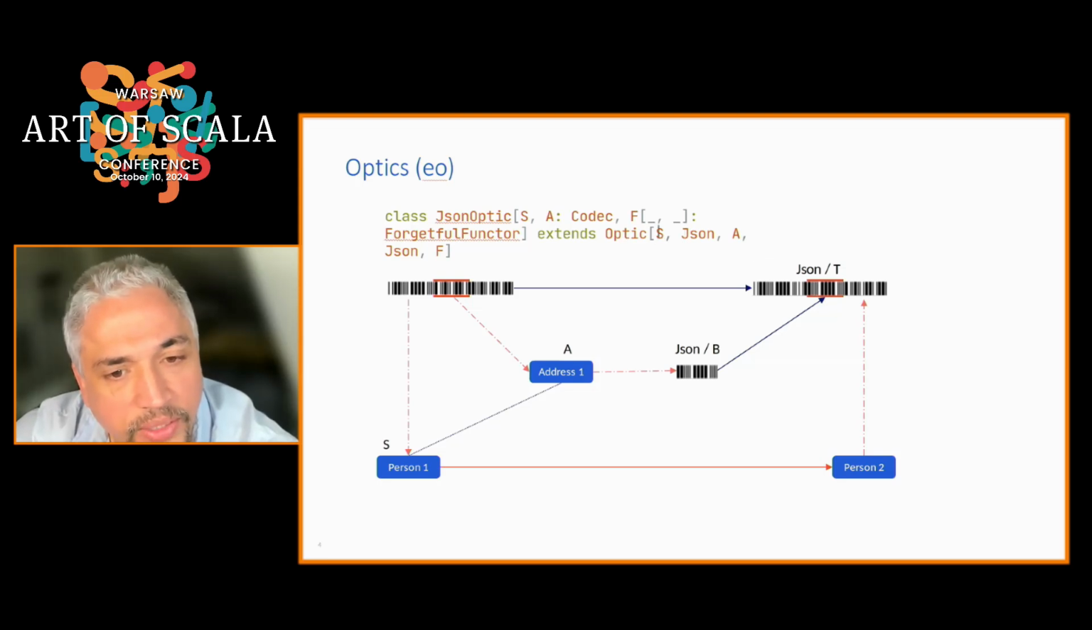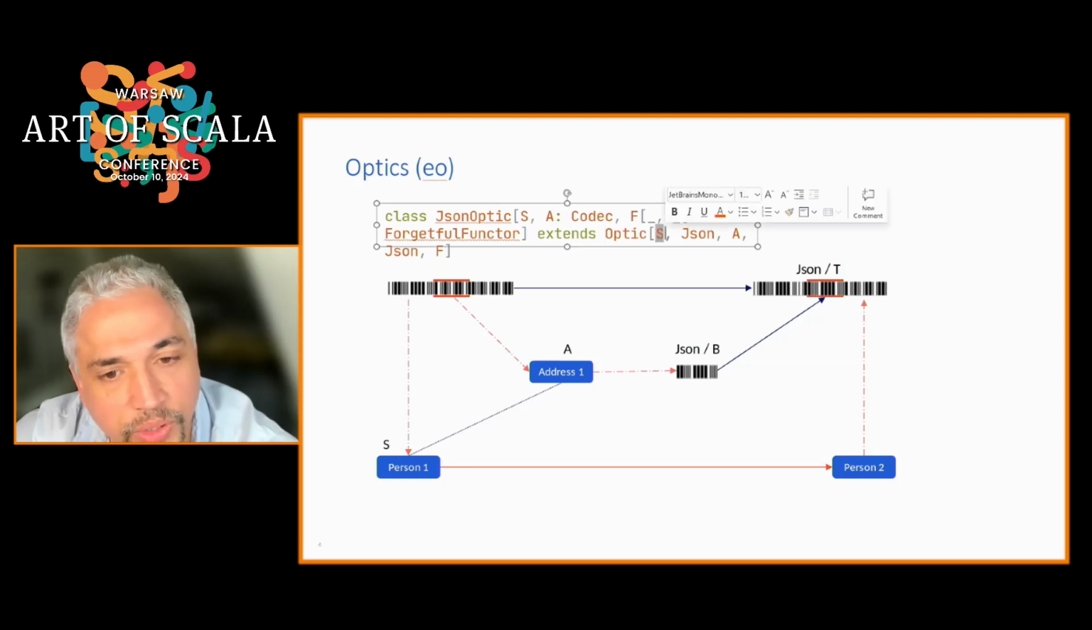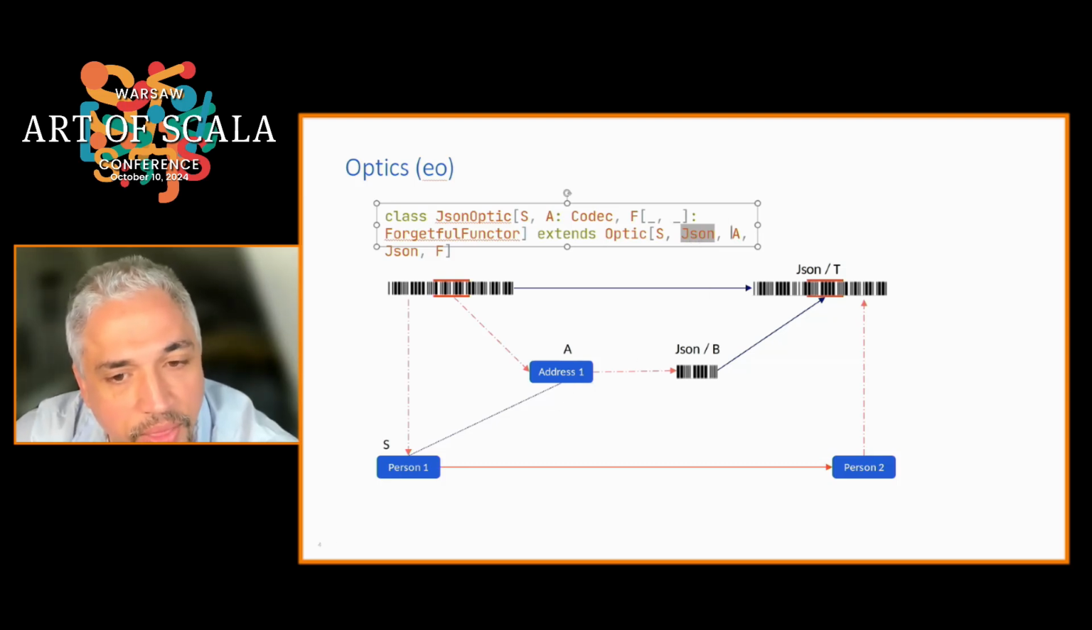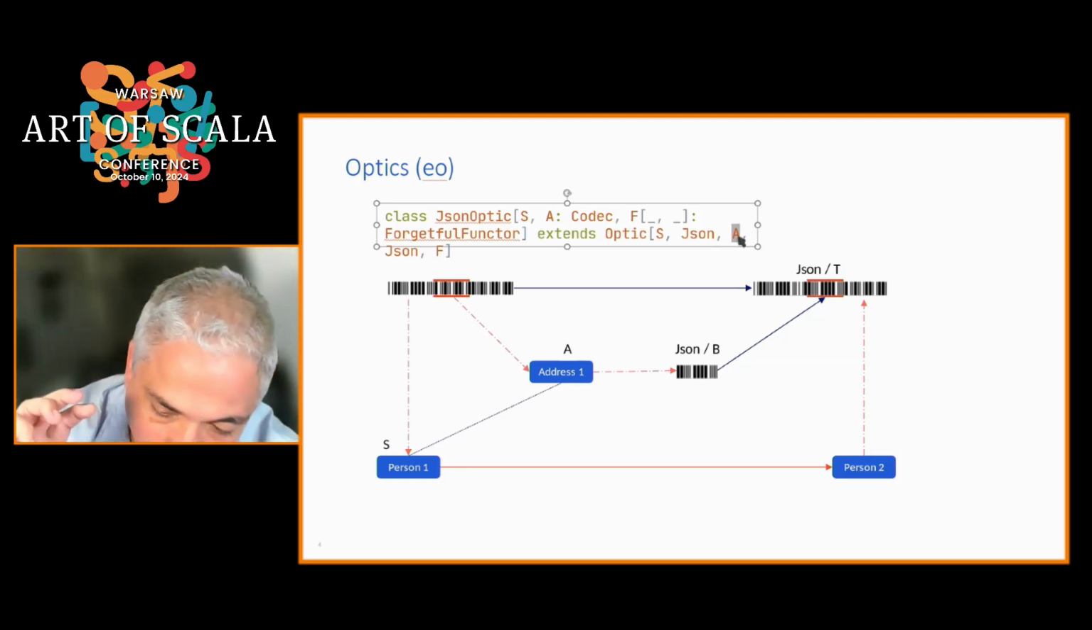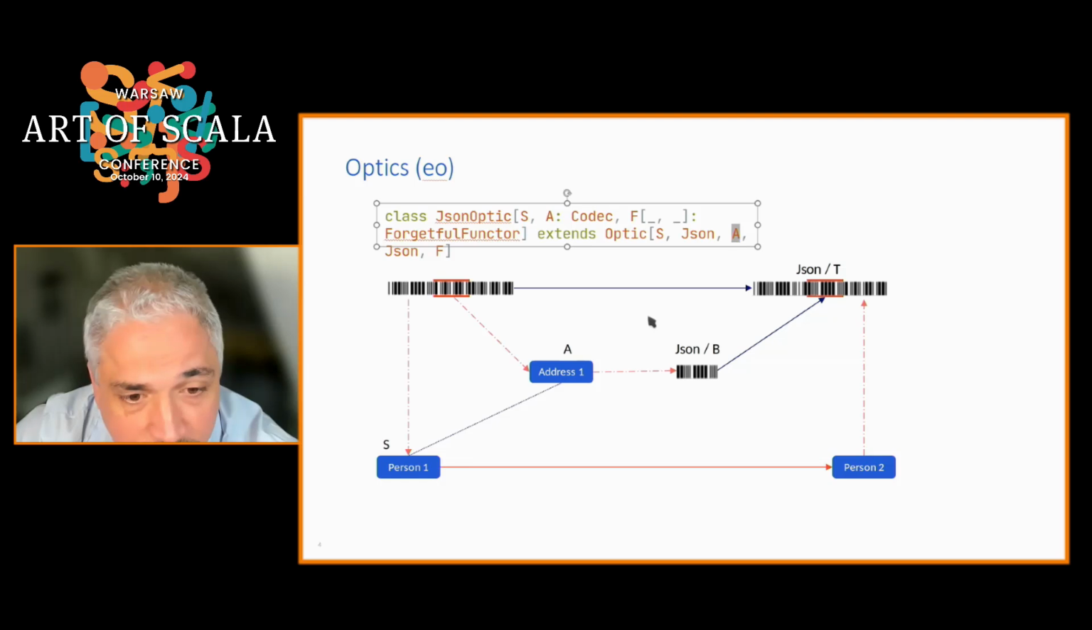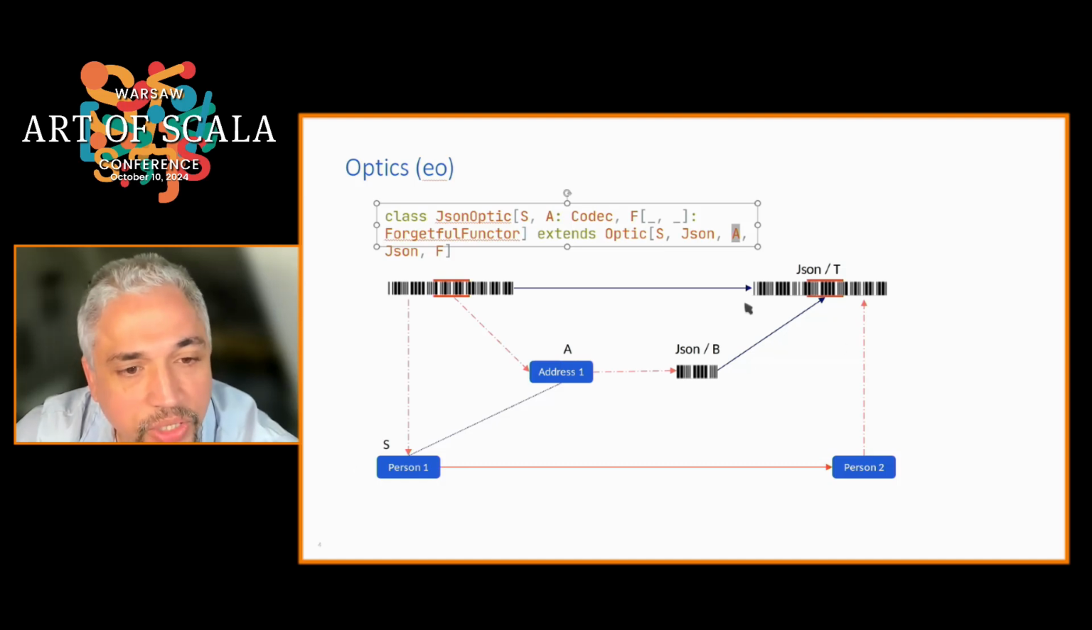So you have S, right? Again, the optic is the source, and then it has this source. The person type has a JSON representation, and then there's a part or a reference, another class A, and this is the address and its own JSON representation, right? And this relationship, this whole diagram, is actually captured very nicely within an optic.